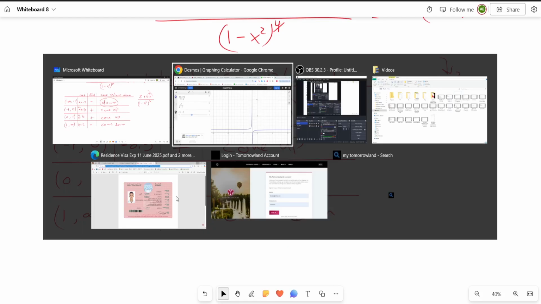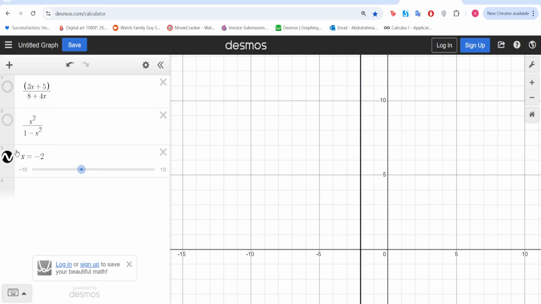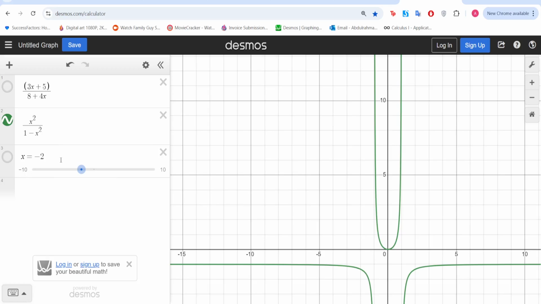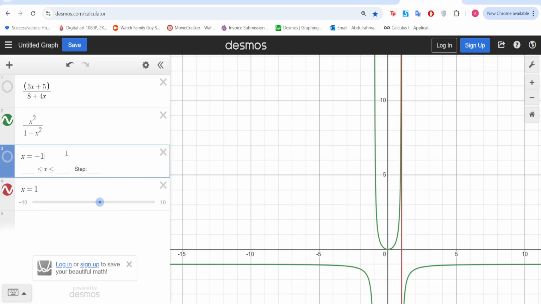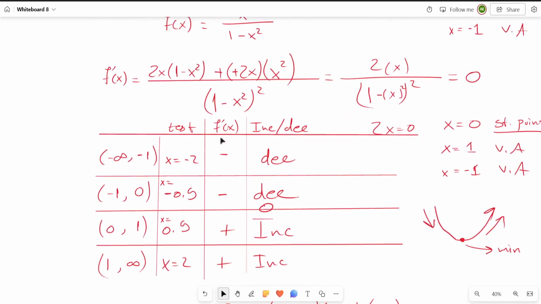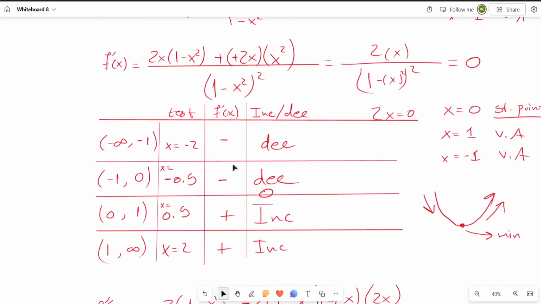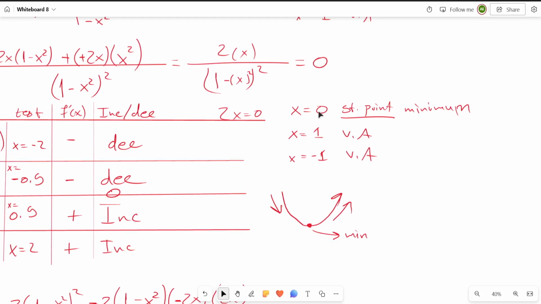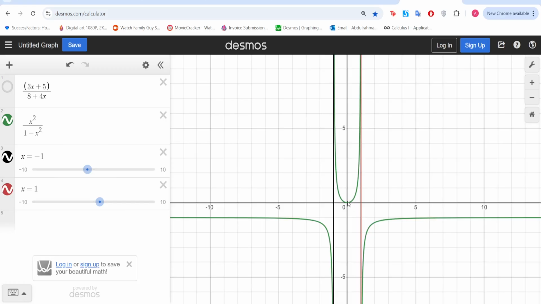And let's test that with our graphing function over here. So first of all, we said that we have two vertical asymptotes, x equals minus 1 and x equals 1. So as we can see, these are correct. Let's check our answers for the first derivative. First, we said that we will have a stationary point at x equals 0 and it's a minimum. And we can see that over here, yes, it's a stationary point and it's a minimum.